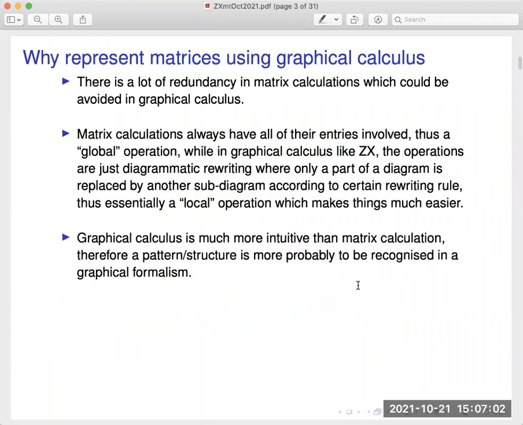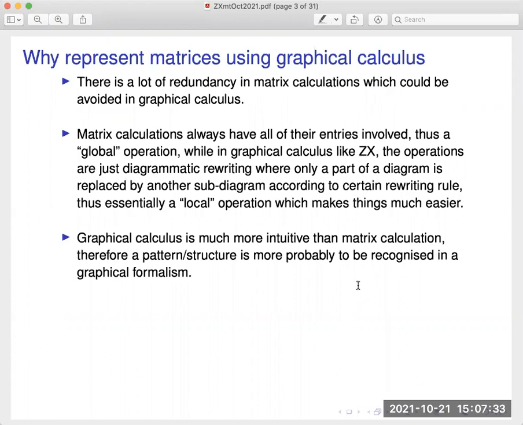So first, why do we want to represent matrices using graphical calculus? There are a few reasons. First, there is a lot of redundancy in matrix calculations, which could be avoided in graphical calculus. And second, matrix calculations always have all of the entries involved. In this sense, it can be seen as a global operation.